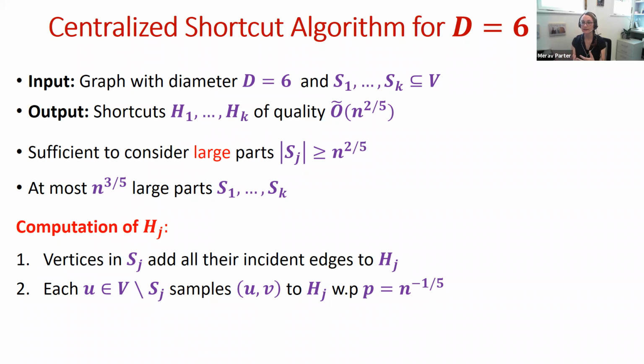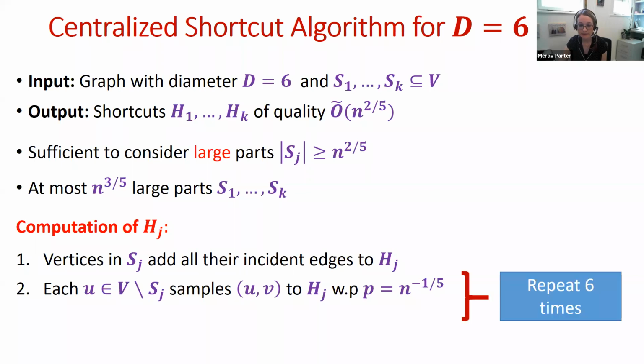So we just add the incident edges to the vertices in the part. The second step, for every node U that is not in the part, is going to sample the edge UV. So we treat the edge UV as a directed edge, and the endpoint U samples UV into Hj with this probability. Okay, so every edge UV is going to be sampled twice, by its endpoint U and by its endpoint V, and it is included in Hj if at least one of the endpoints sampled it.